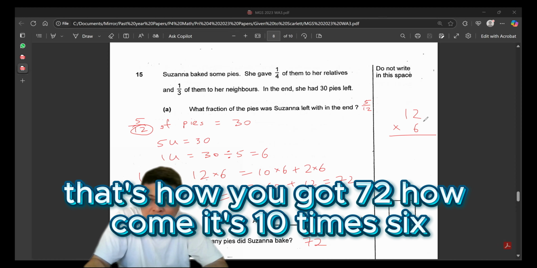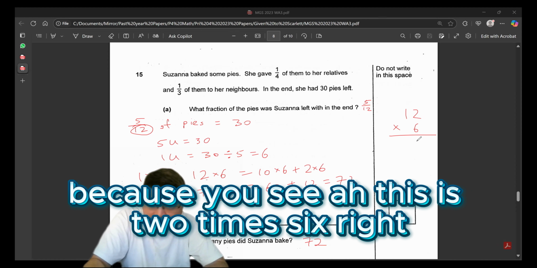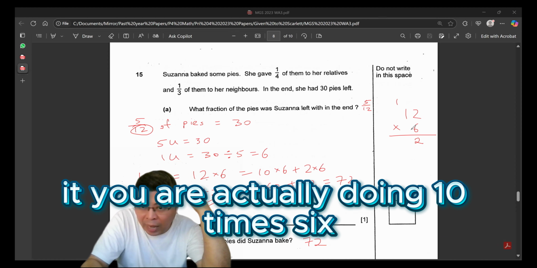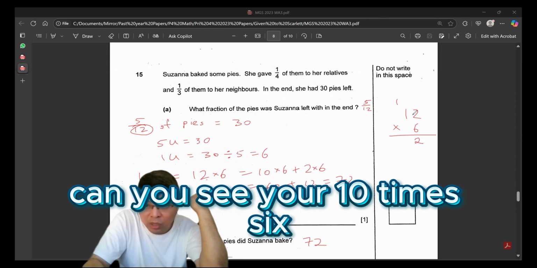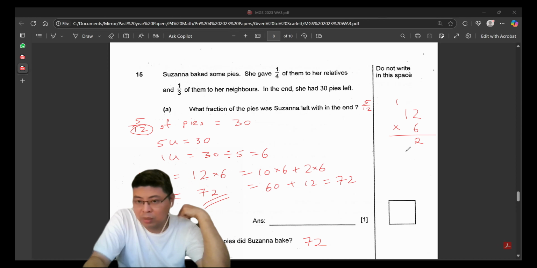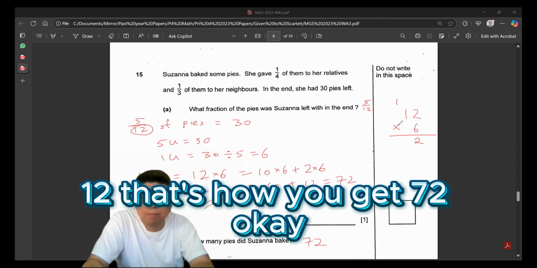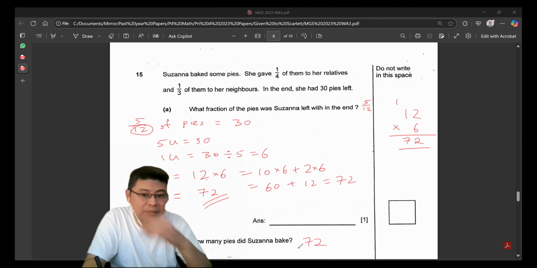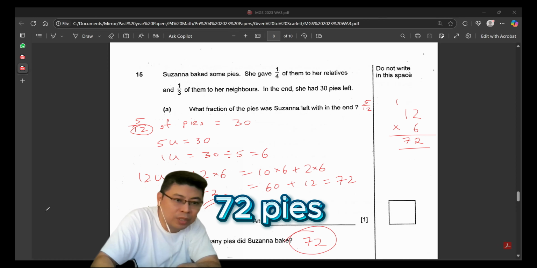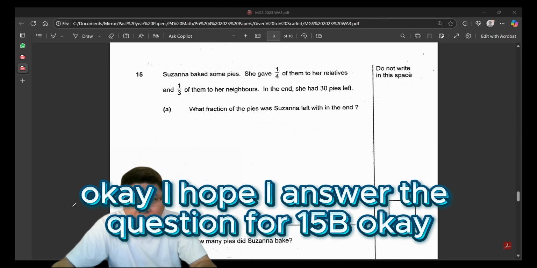How come it's 10 times 6? Because you see, this is 2 times 6, right? 2 times 6, that's how you get your 12. Then after that, you're actually doing 10 times 6, then plus 12. That's how you get 72. Okay. So how many pies did Susan bake? 72 pies. Okay, I hope I answer the question for 15B.